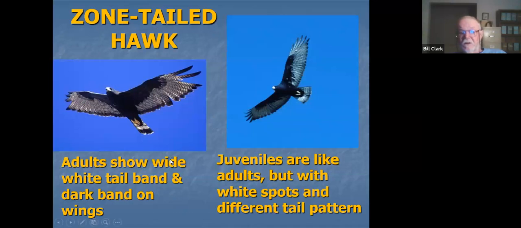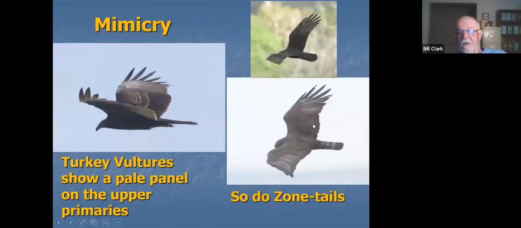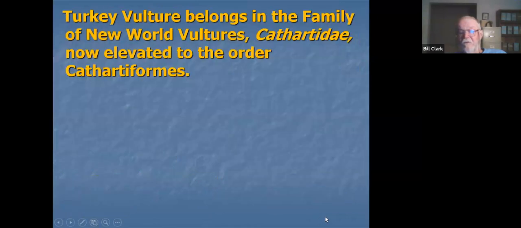So the Zone-tailed Hawk shows a wide white band on the tip of the tail and a dark band on the trailing edge of the wing, which are different from Turkey Vultures, but at a distance you can't see that. But the juveniles don't have those characters, and they only have white spots which can't be seen. So they're much more like the Turkey Vulture. And in fact, their wing shape is probably a little bit more like a Turkey Vulture. Turkey Vultures have a pale panel on the upper wing, and Zone-tailed Hawks show that same pale panel on the upper wing. So they've gone really out of their way.